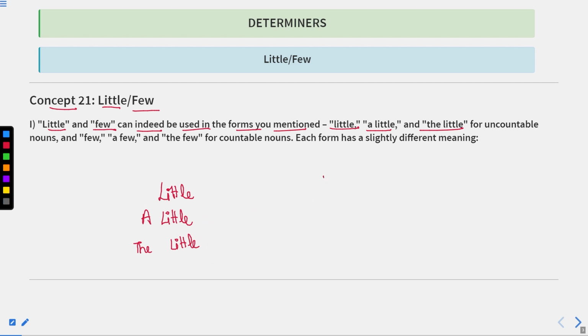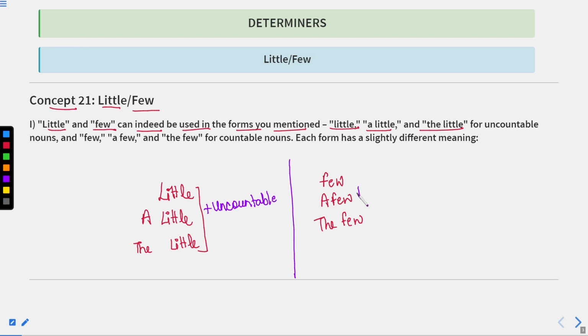On the other hand, we'll discuss another form, that is few, then a few, and then the few. Okay, so we discussed these three as well. Now, this little, a little, or the little, it is used basically with uncountable nouns. It means whenever we talk about uncountable nouns, we use little, a little, or the little, any of these.